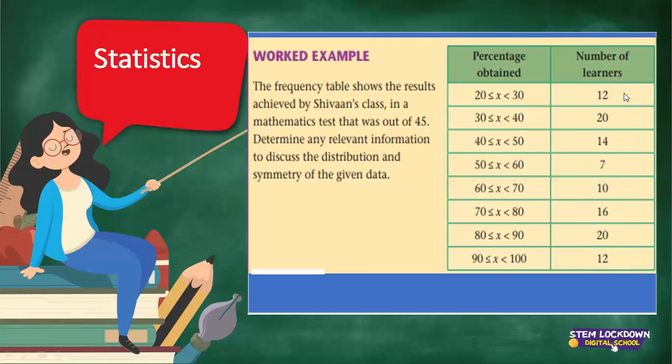How do you get f? You add all this together. Again, mean by formula is equal to sum of fx over sum of f. Sum of fx over sum of f.